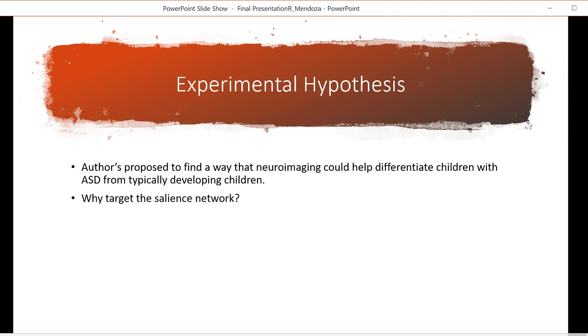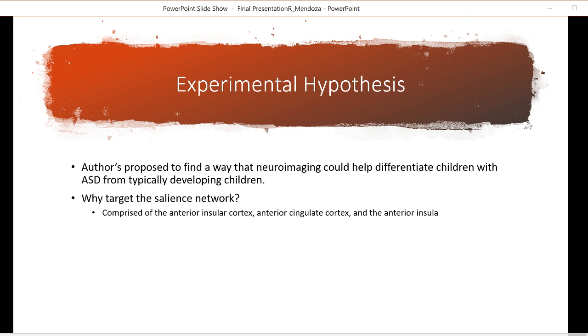So why target the salience network? Well, because the anterior insular cortex and anterior cingulate cortex have been associated with linking external sensory information with one's internal state of being. Furthermore, the anterior insula is important because it helps facilitate the neural networks that are implicated with distinguishing what is important to the individual, external stimuli, and the self.